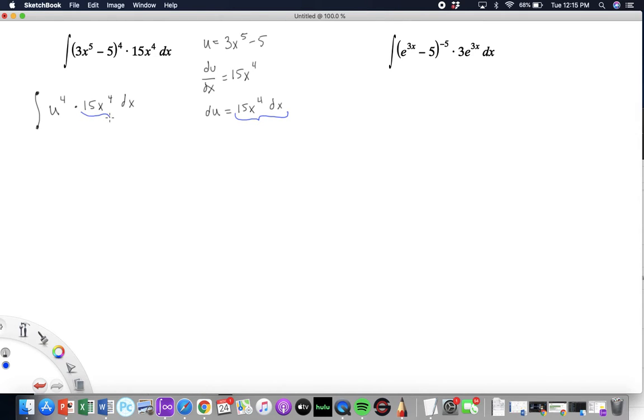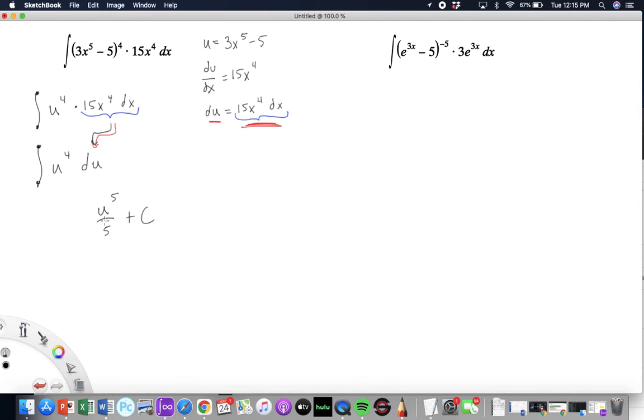So essentially what I can do is replace this, because it equals du, with du. So you'll notice here u to the fourth du. Again, I'm able to do that because the 15x to the fourth dx equals du. Okay, so now I have my formula set up. The indefinite integral of u to the fourth du with respect to u can be done. So now I have u to the fifth over 5 plus c.